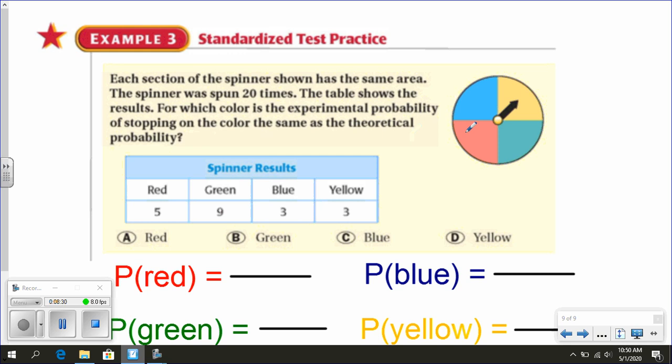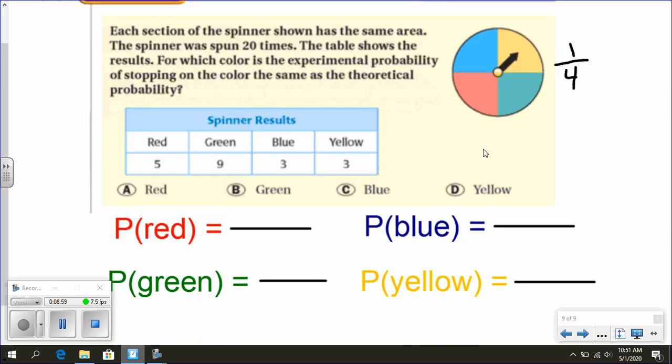So if we look at our spinner, we notice that we have 4 colors: blue, yellow, green, and red. Well, each of these pieces on the spinner are the same size, so they have the same probability of the spinner landing on that color. So the theoretical probability is 1 out of 4. 1 out of 4 chance that it's going to stop on either blue, yellow, green, and red. Now here's the experimental probability. This is what happened when someone actually spun the spinner.